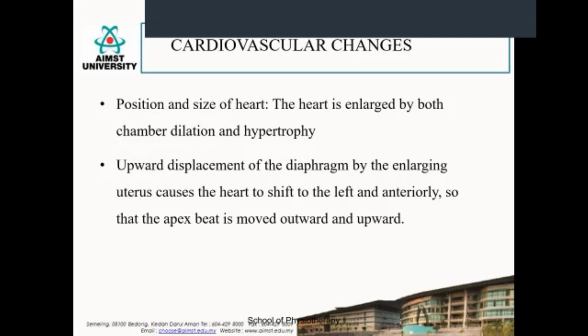Second, the size of the heart will become a little bigger. Why? Because it has to pump more and more blood. So the contraction and relaxation of the heart will become harder and harder. Since it is working more number of times, the heart will undergo dilatation as well as hypertrophy.